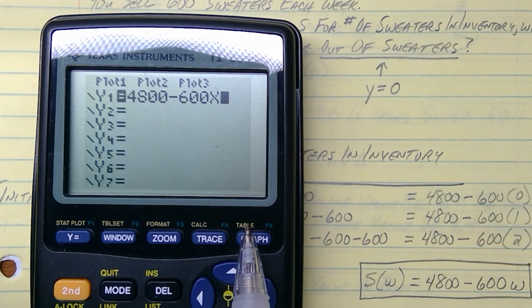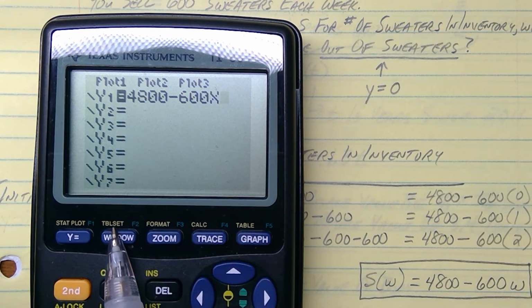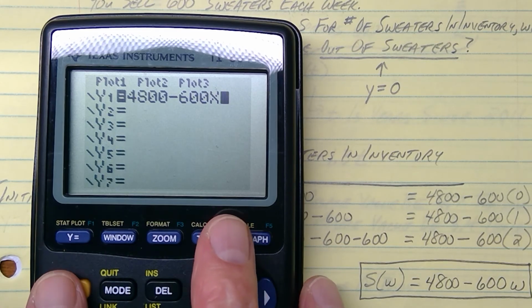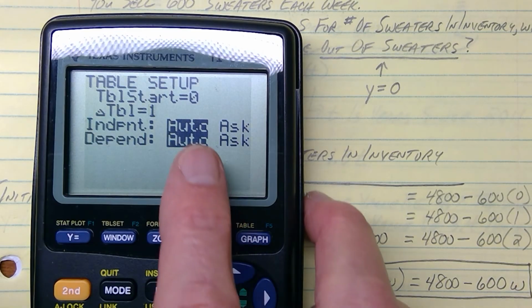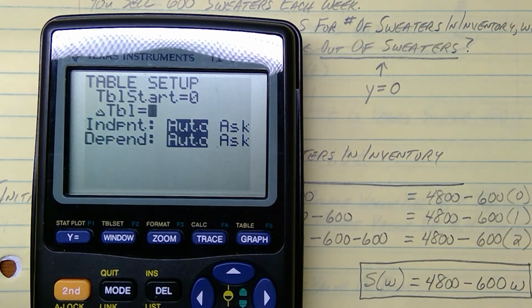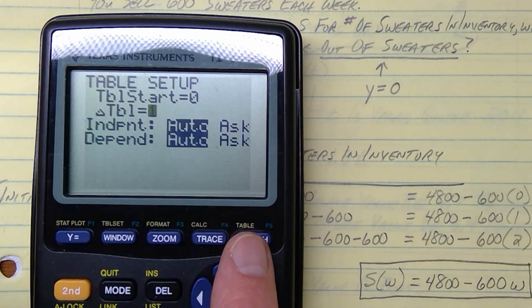Before I look at the table, let's go into table setup right there above window, and let's set up our table so that we just start at 0 and go up by ones. So table start, I want to start at 0, and then delta table, that just means how fast you want to increase your x's. I just want to go up by 1. We could go up by 2s or 3s or whatever. I just want a normal table that starts at 0 and goes up by 1s. So now I'm ready to look at my table here.